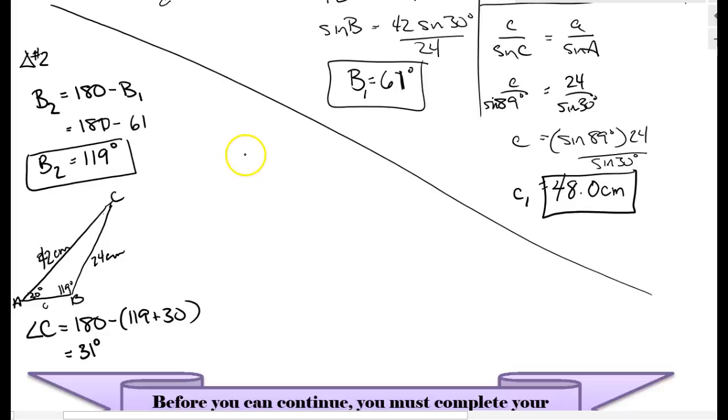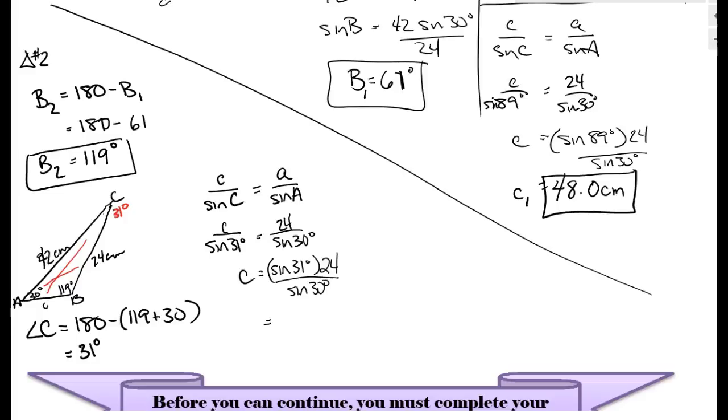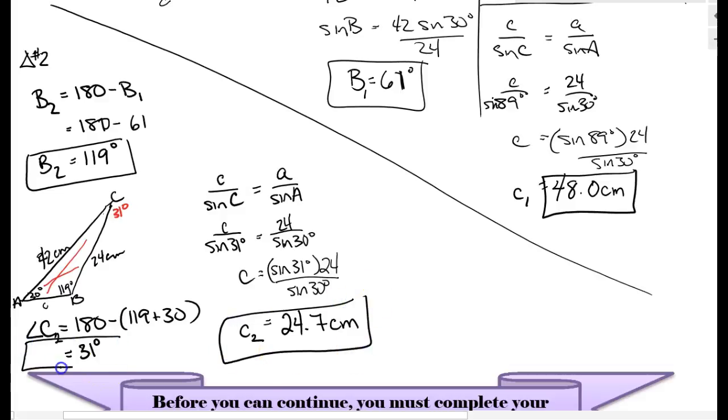So I need to solve for side C because I now know angle C is 31 degrees. So again, opposites, I'm going to use my givens. So I'm still going to use that ratio for A. So side C over sine angle C equals A over sine of angle A. Plug and check. As predicted, it's pretty close to 24. To the nearest tenth, it's going to be 24.7 centimeters, and that is C2. So those are all my answers.